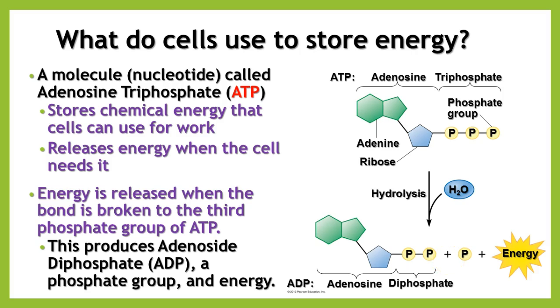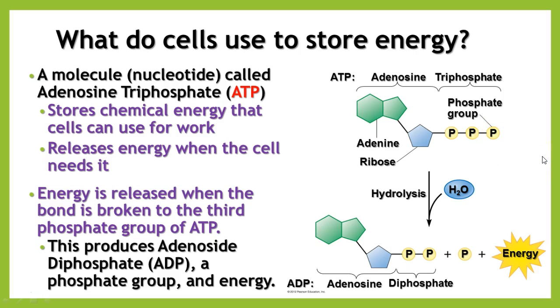So what do cells use to store energy? Well, they use a molecule called adenosine triphosphate, which is abbreviated ATP. Adenosine triphosphate is composed of three different molecules: adenine, which is one of those nucleotides that we find in DNA and RNA, a ribose sugar, which is the sugar found in RNA, and three phosphates. This part, the adenine and the ribose and one of the phosphates, makes up an adenine nucleotide. And so this is basically an adenine RNA nucleotide with two additional phosphates added on.